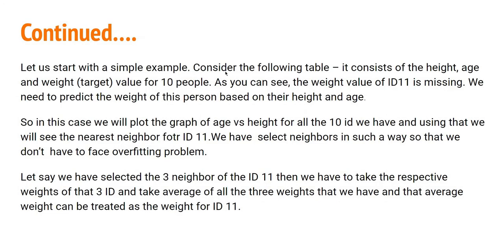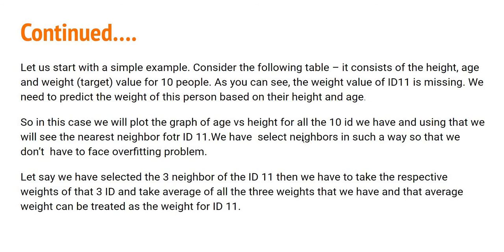Let us start with a simple example. Consider the following table. This is the previous table. It consists of height, age and weight values for 10 people. As you can see, the weight value of ID 11 is missing, as I told you. We need to predict the weight of the person based on height and age. So in this case, we will plot a graph of age versus height for all the 10 IDs, and using that we will see the nearest neighbors for ID 11.